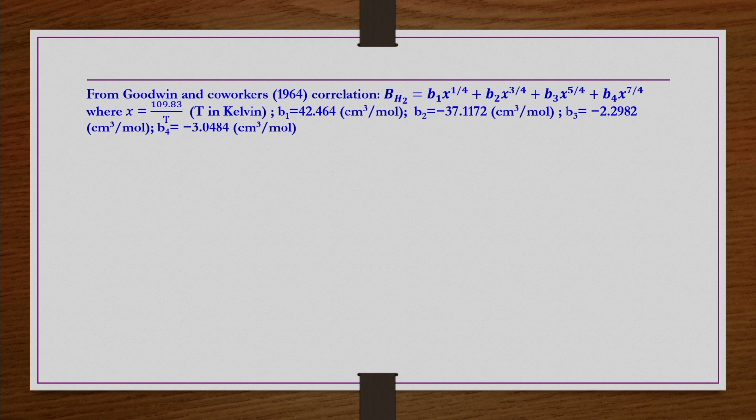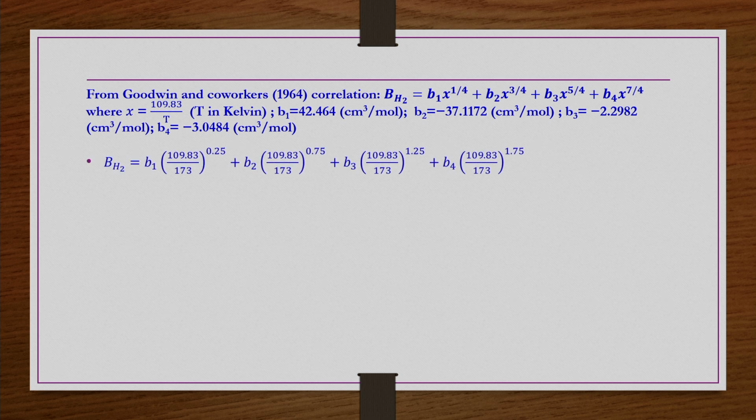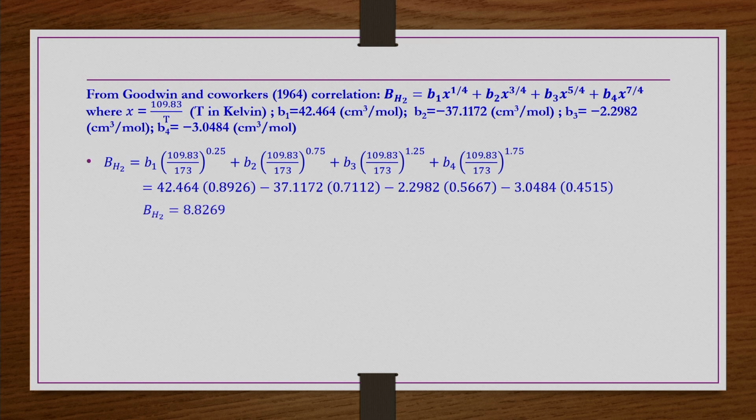Similarly, for H2 we have this correlation by Goodwin and co-workers, that is BH2 equals B1 x power 1 by 4 plus B2 x power 3 by 4 plus B3 x power 5 by 4 plus B4 x power 7 by 4. These B1, B2, B3, B4 are constants available as per this correlation, and x is also given as per the correlation, 109.83 divided by T, where T should be taken in Kelvin. When you substitute all these numbers here, you will get BH2 approximately 8.8269 centimeter cube per mole.